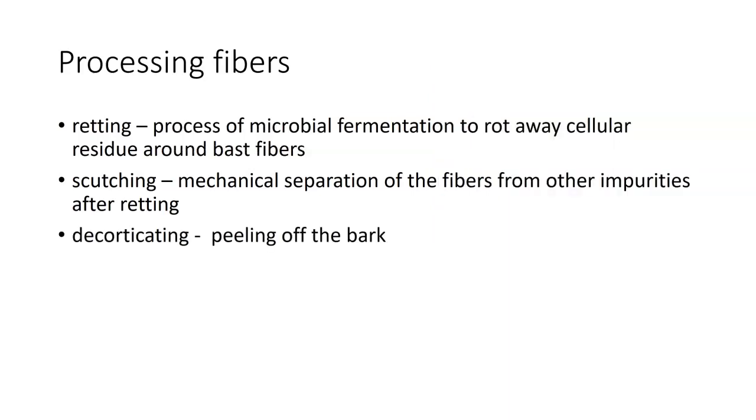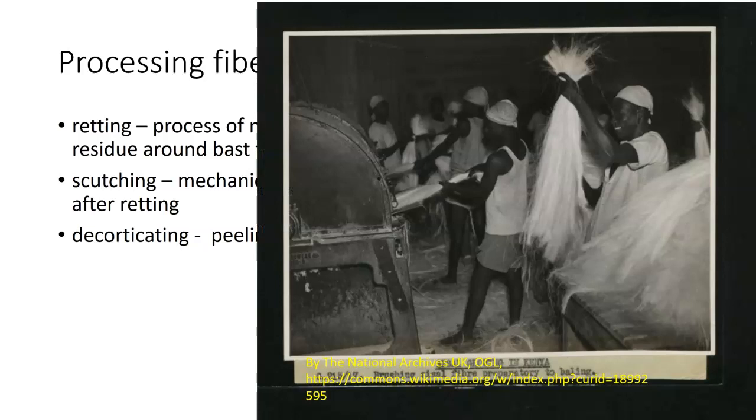We've got decorticating. This is peeling off the bark. This particular photograph shows a decorticating process. They have a machine that has a rolling type material on the inside and kind of a combing type thing. They throw the band of fibers onto the inside and then they pull it out. As they pull it out, it takes away the outer layers. You end up with the fibers.